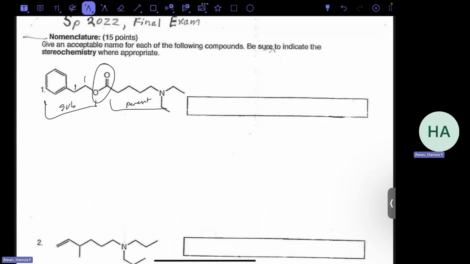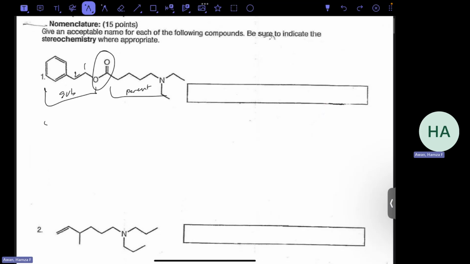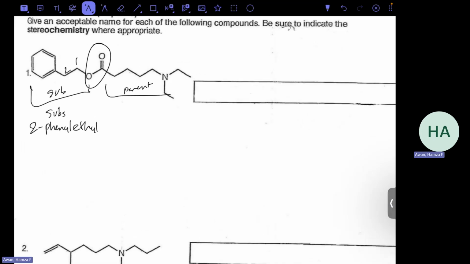So we have a 1, 2, and then we have a benzene ring. So that is a 2-phenyl, right? So 2-phenyl, and then because it's a 2 carbon chain, we're going to call it ethyl. So 2-phenylethyl is going to be our sub. And then for the parent chain numbering, we'll start with the carbon that's connected to the ester. So 1, 2, 3, 4, and 5.